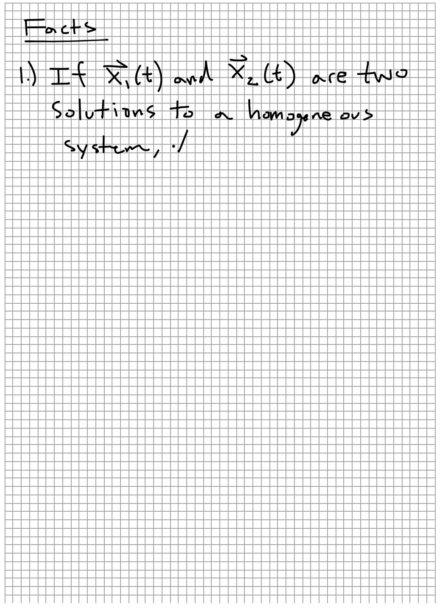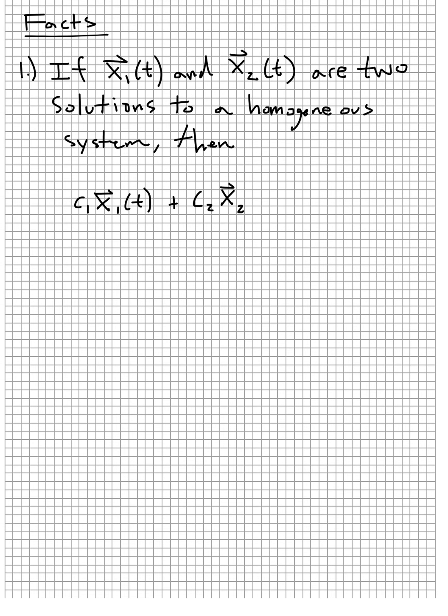Then C1 times our first vector, x1 of t, plus C2 times our second vector, x2 of t, is also a solution to the system. And you'll see that's going to become very useful for us later on.